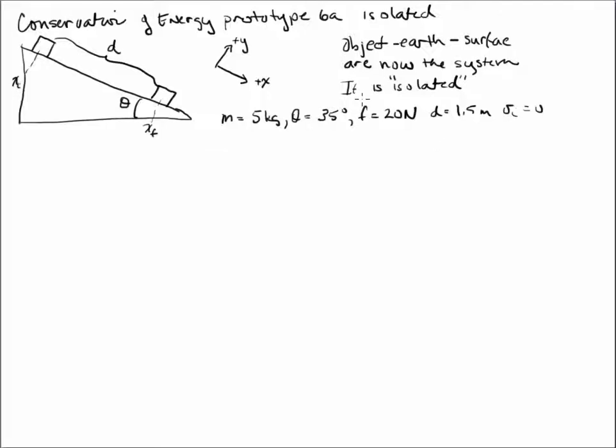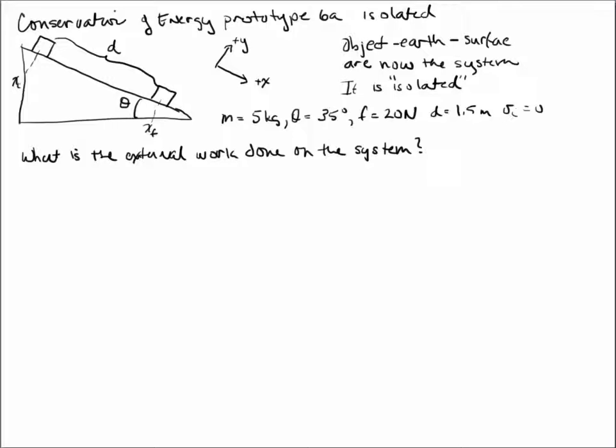It is isolated. We allow no energy to transfer out of the object, earth, surface system or into the object, earth, surface system. Once again, I draw my diagram of mass. It's sliding down the incline at distance d. My x-axis is arranged so that it is parallel to the surface of the incline, y-axis perpendicular to the surface of the incline.